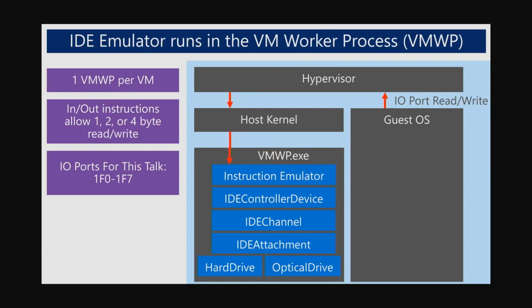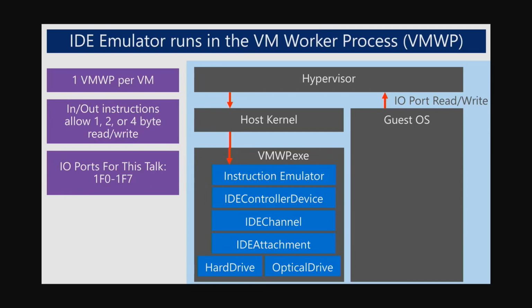Now, the VM worker process is where a number of components live. One of them is the instruction emulator, which is responsible for decoding this IO port read or write instruction and determining what exactly you're trying to do. And then the instruction emulator will end up forwarding that on to the appropriate device emulator. In this case, we can assume that it is going to the emulated storage device emulator.